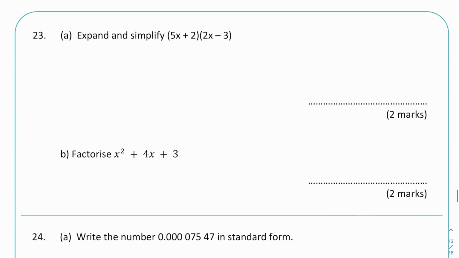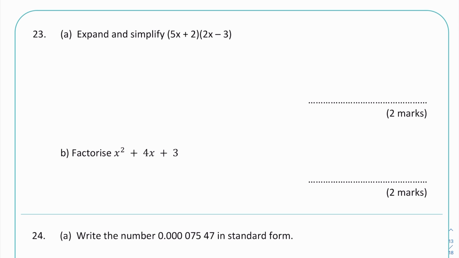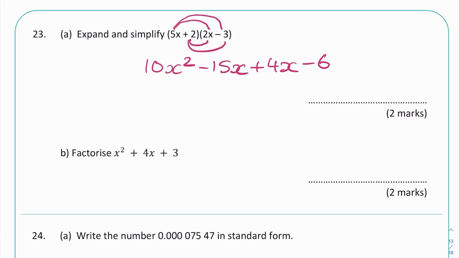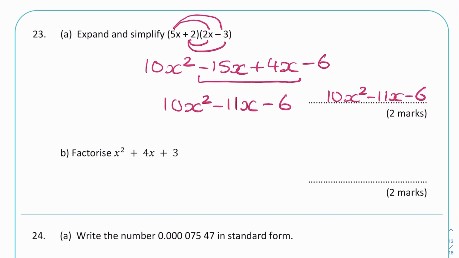On to question 23. So for this one we have a double bracket to expand. So we've got 4 multiplications to do. 5x times 2x gives us 10x squared. 5x times negative 3 gives us negative 15x. 2 times 2x is 4x. And 2 times negative 3 is negative 6. We can then combine these two in the middle, and that leaves us with 10x squared, negative 15x add 4x is negative 11x, and then we have negative 6 at the end. So our final answer is 10x squared minus 11x minus 6.